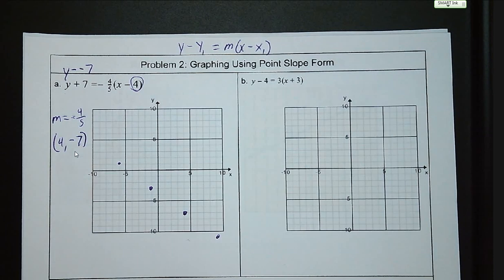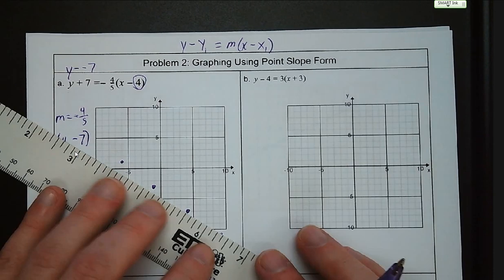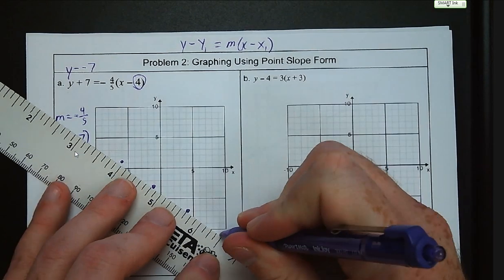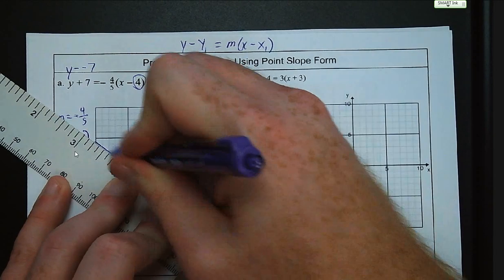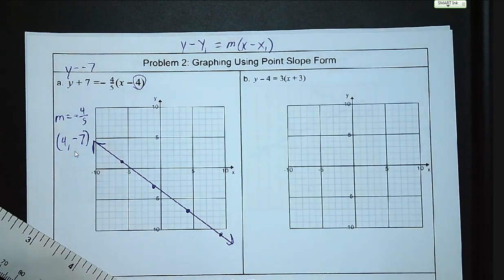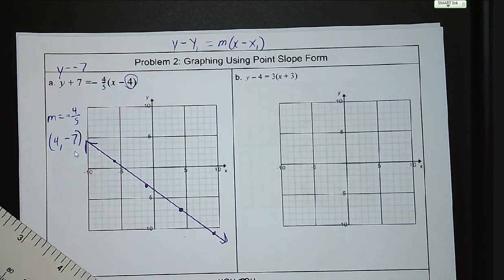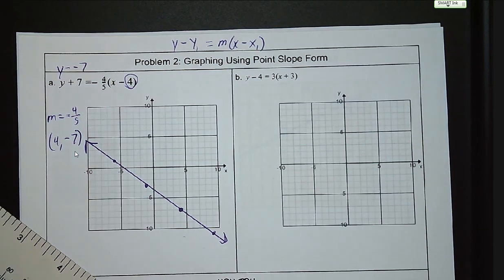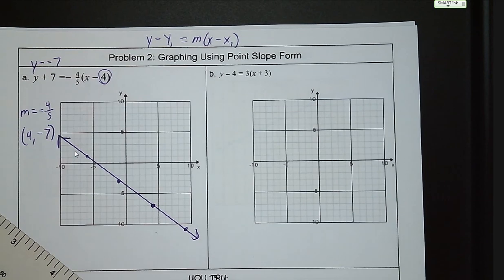We can use our straight edge then. Hey, look, I actually have a ruler this time. And we can draw in our line. Okay, remember our line should go to the edges of the grid, and it should be drawn using a straight edge. All right.